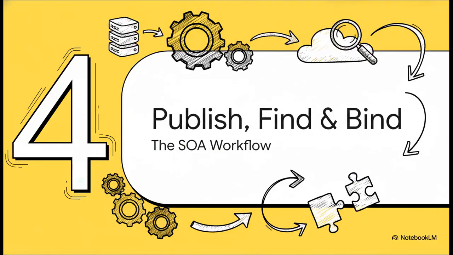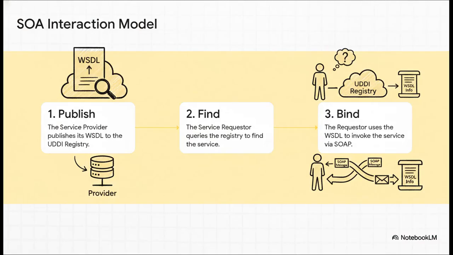All right, so we've met all the players and we've seen all the technologies. Let's put it all together now and see how this actually works in practice. This is the dynamic workflow that makes SOA so powerful. It really comes down to this super elegant three-step process. First, the provider publishes its service manual, that WSDL file, to the UDDI directory. Second, a requester comes along and queries that directory to find a service that meets its needs. And third, once it has the WSDL, the requester can bind directly to the provider and start that conversation using SOAP messages. Publish, find, bind.